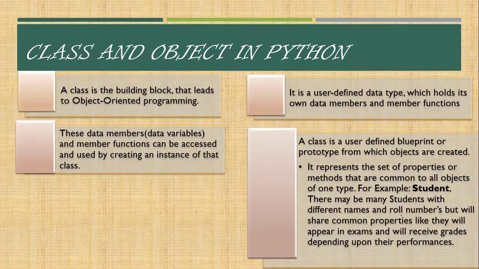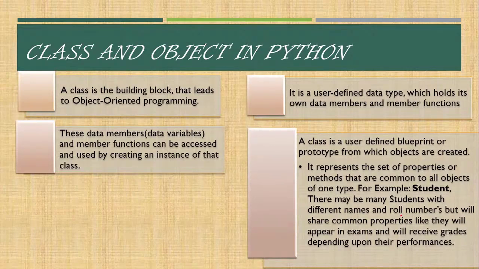Finally, what we can say is a class is a user-defined blueprint or prototype from which objects are created. So we have understood that a class is a blueprint, and we can instantiate different objects using this blueprint. It represents the set of properties or methods that are common to all objects of one type. For example, student: there may be many students with different names and roll numbers, but they will share common properties like they will appear in exams and will receive grades.